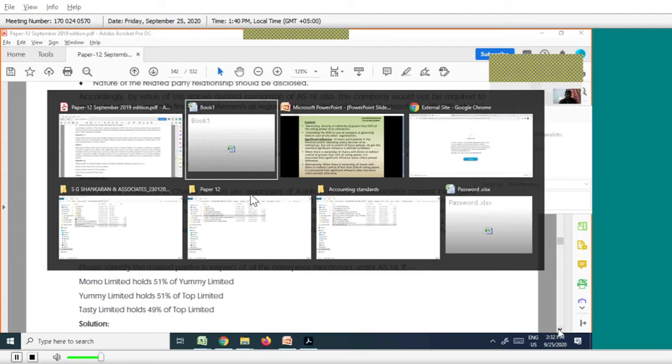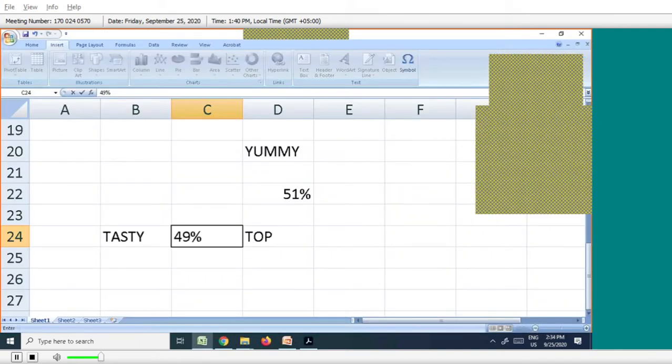Tell me, Momo versus Top: related or not related? It is a related party by way of control. And now KC holds 49% in Top. Now we will start from Momo.